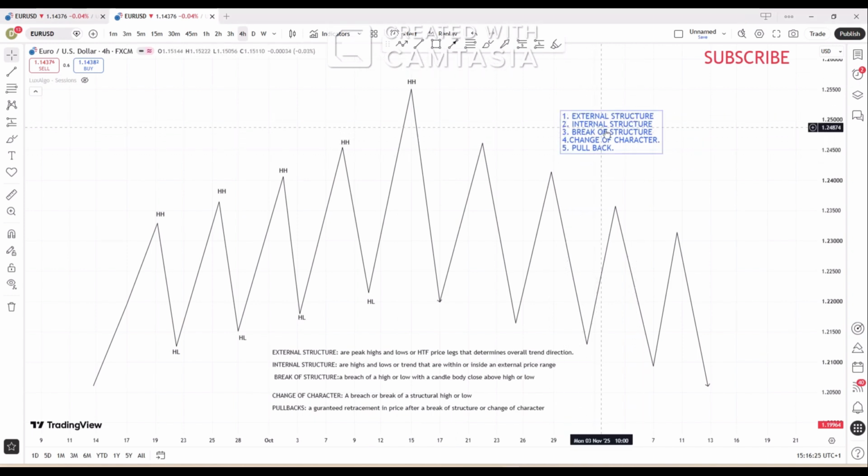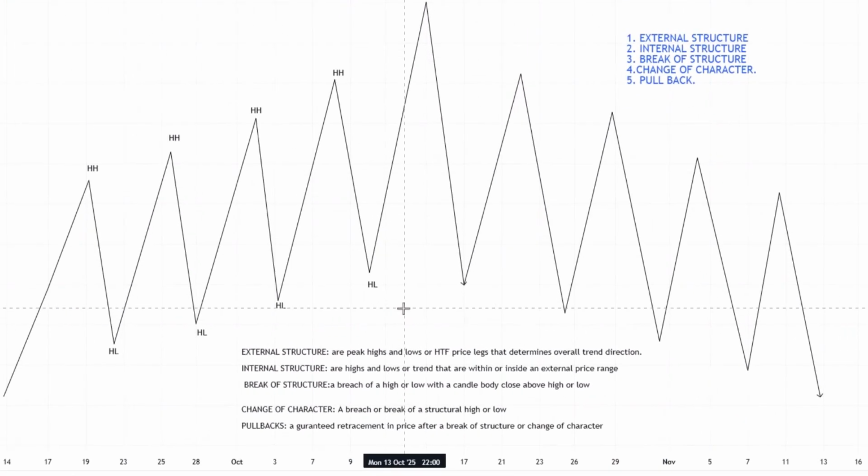The external structure, the internal structure, the break of structure, change of character, and pullback. I'm going to be explaining each of them individually, and I'll be explaining all of them accordingly. We'll be using these line charts first so that I can illustrate everything I'm saying before we go to the live chart, so that you can see everything I'm about to say here live on the live chart. We'll begin with external structure.